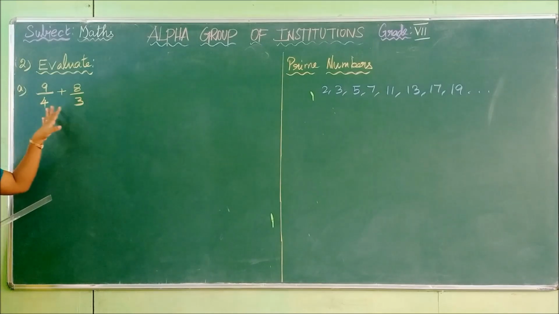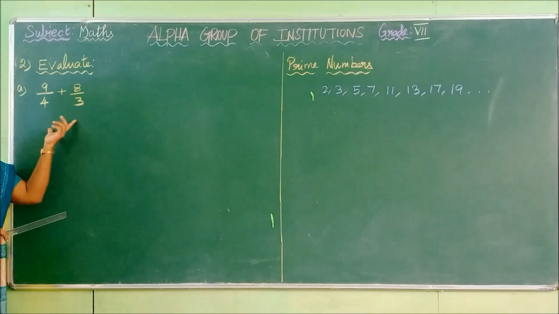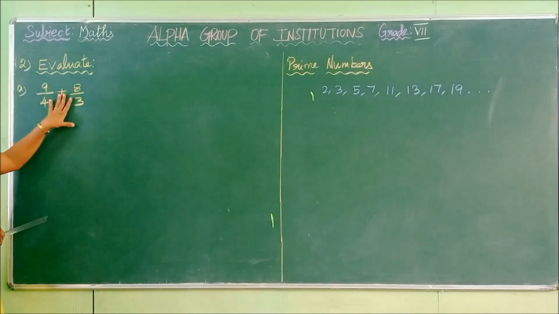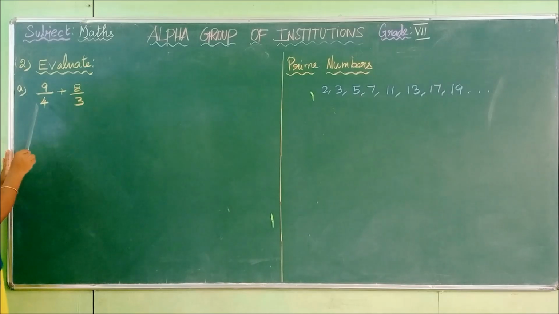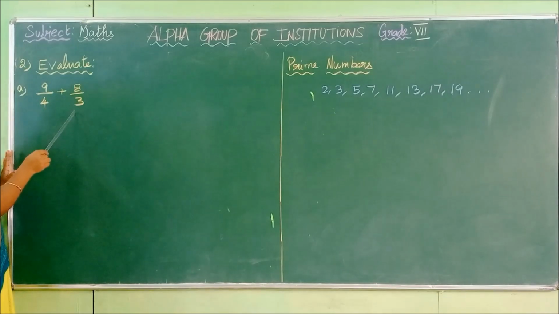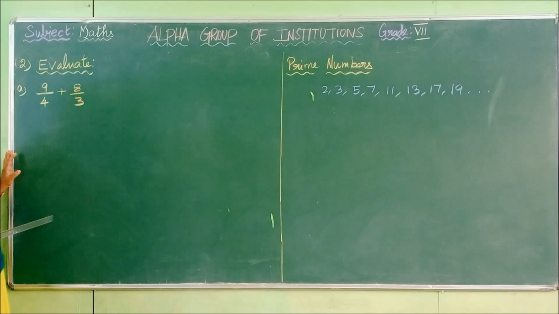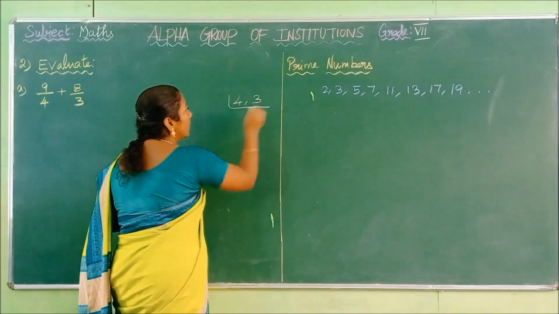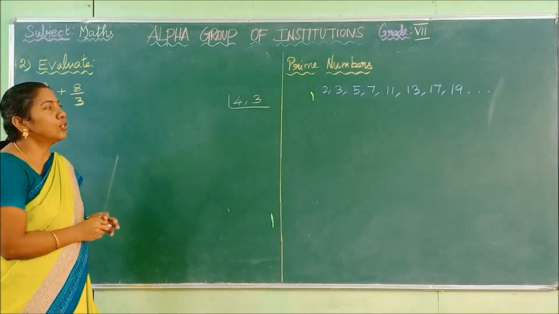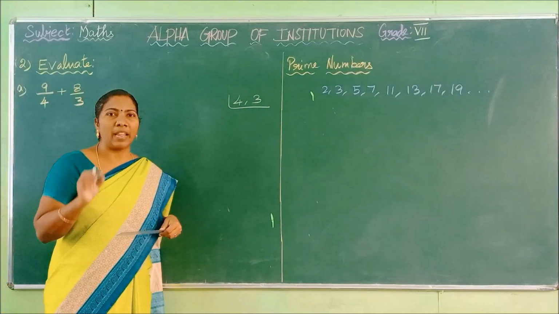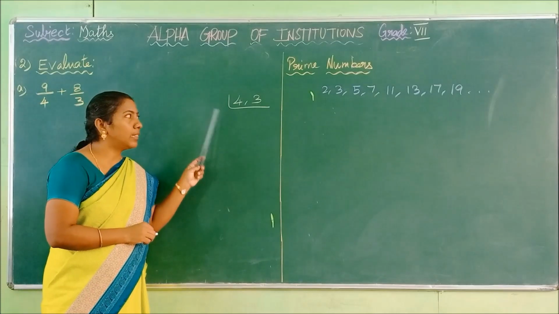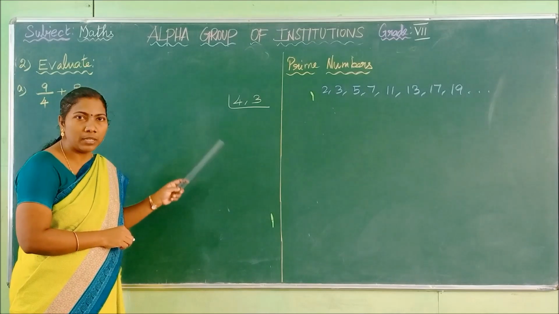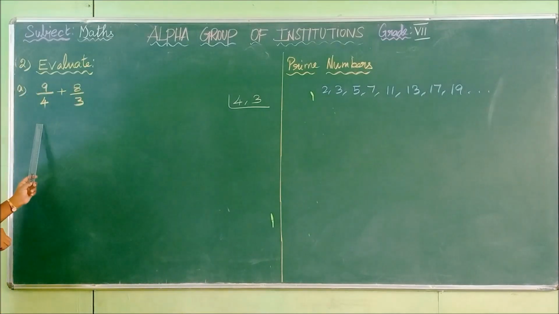We have to change these unlike rational numbers into like rational numbers, that is, like fractions. How do you convert these unlike fractions into like fractions? By taking the LCM of their denominators. What are the denominators? 4 and 3. So we have to find the LCM for the denominators 4 and 3. So this is the method. It is said to be prime factorization. This is the method we are following to find the LCM. By using the prime factorization method, we are going to find the LCM for 4 and 3.